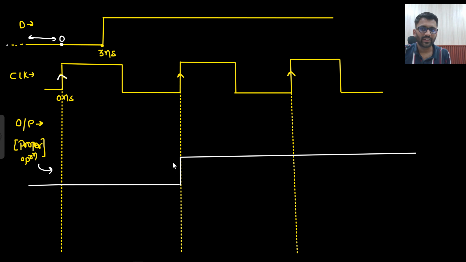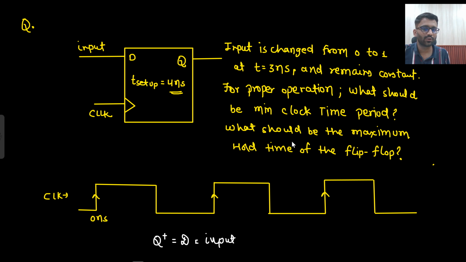Are you getting this point? So there is no issue about the setup violation. You don't need to think about setup violation. But it will say that yes, I will sample 0, but my input should be stable for the given hold time. Now I don't know what my hold time is. They are asking what should be the maximum hold time of the flow?